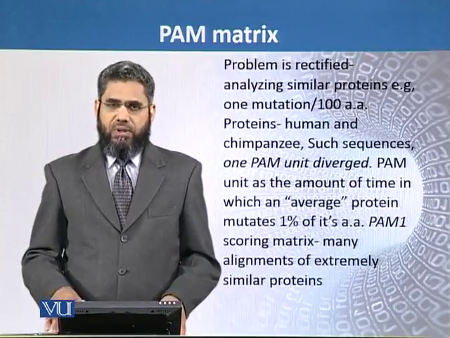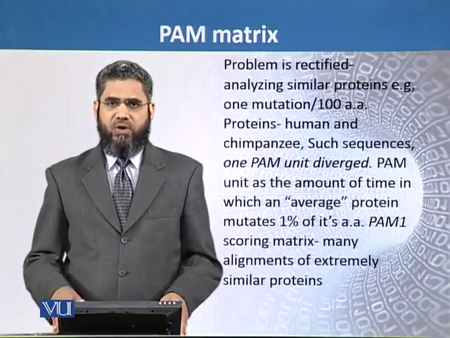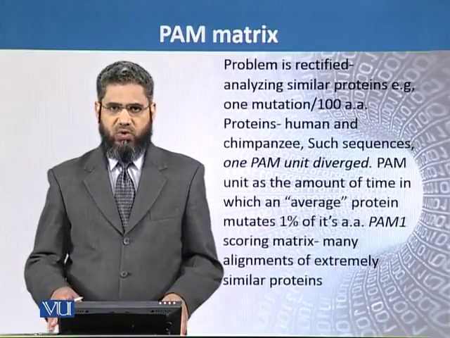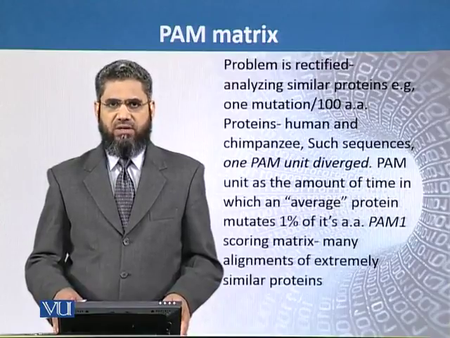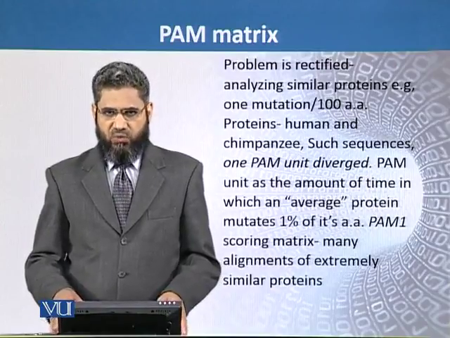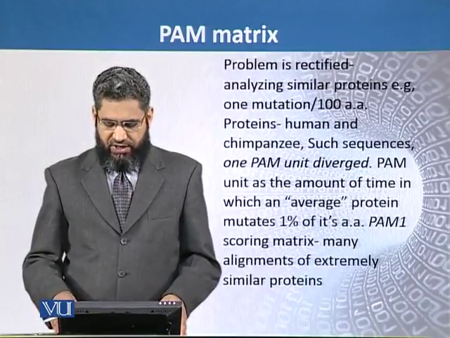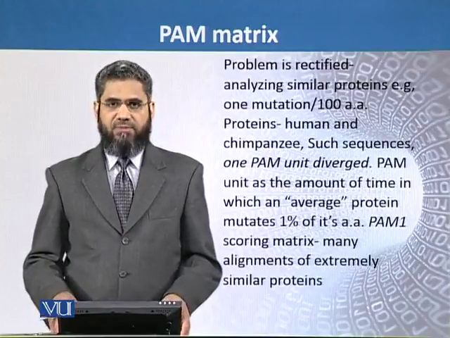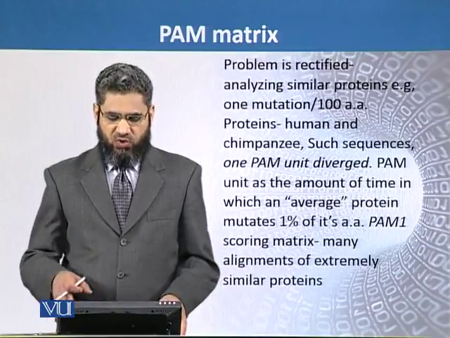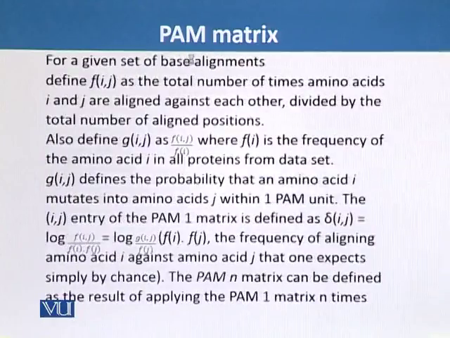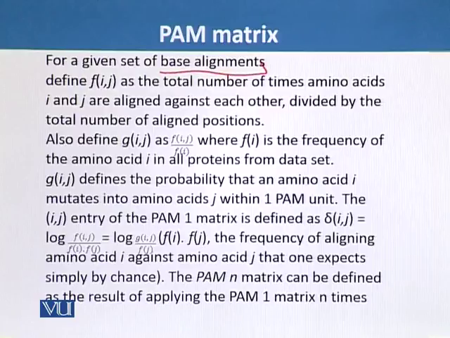And the PAM1 scoring matrix, because PAM1 means PAM 1%, is the scoring matrix in which there is a 1% difference in the amino acids. So the PAM1 scoring matrix is defined from many alignments of extremely similar proteins, and it is defined as follows in the next slide. So we will see how the PAM1 scoring matrix is defined. It is defined for a given set of base alignments.